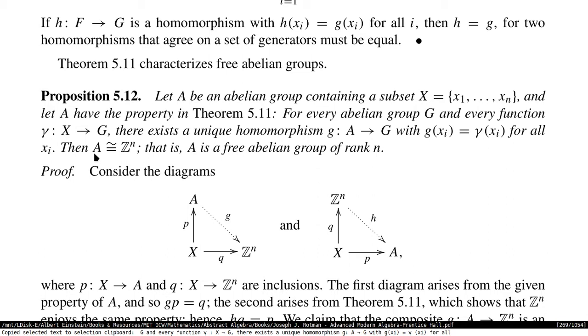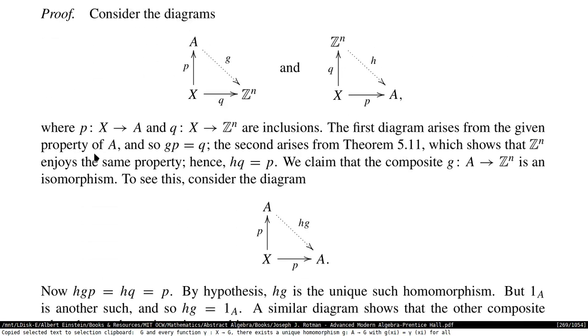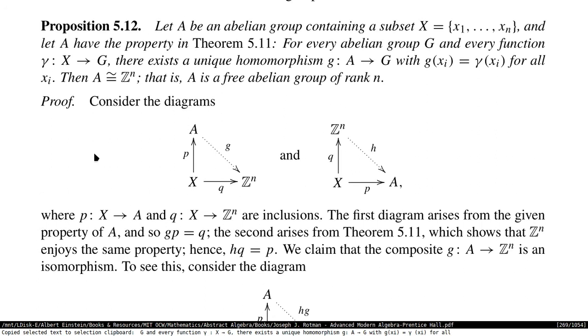Okay, so this theorem is a generalization of the previous one, but let's see if we can go through it. You have the following diagrams, right? So you have the abelian group A, you have the subset X, you have the inclusion of the subset into the abelian group through P. Now there is a function from X to Z to the n, that is Q, and you have the same here, right?